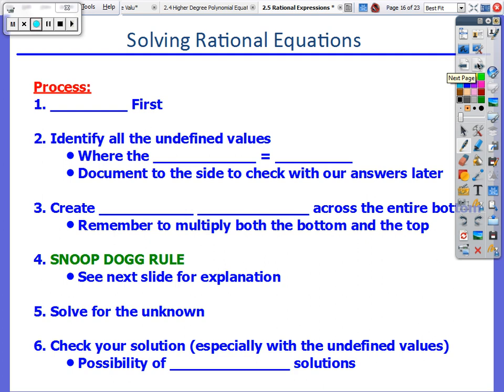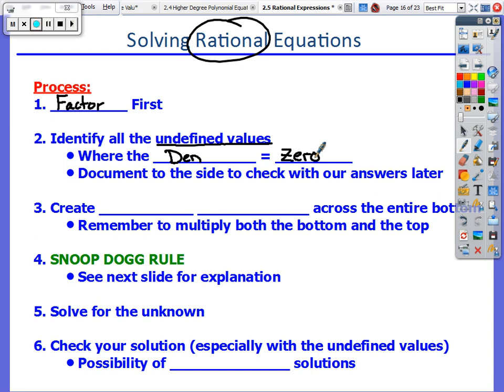Solving rational equations. Well, what do we got to do first? If it's a fraction, remember rational means fraction. If it's a fraction, what do we do first? Well, we factor fractions first. That's what we do. And so we go ahead and we factor first. Then we need to identify all the undefined values. Now, the undefined values of fractions are where the denominator equals 0. Where the denominator equals 0. Okay? Document to the side to check with our answers later.